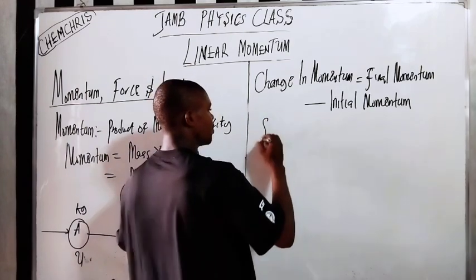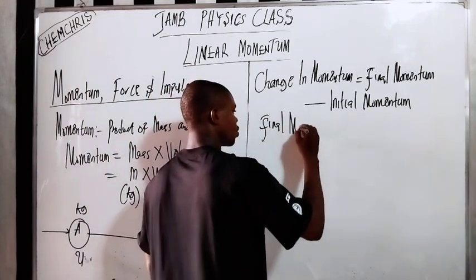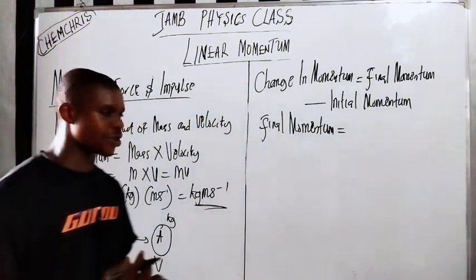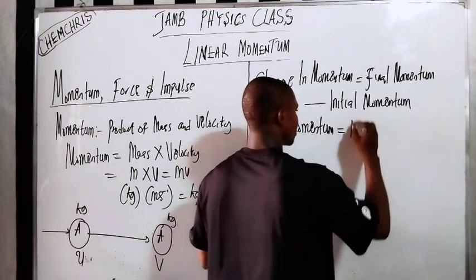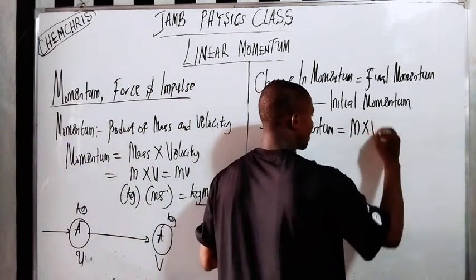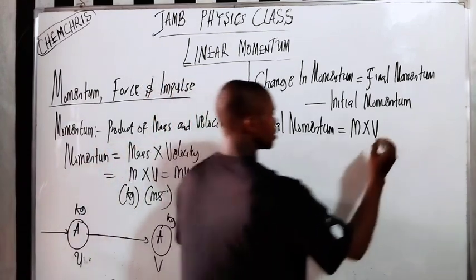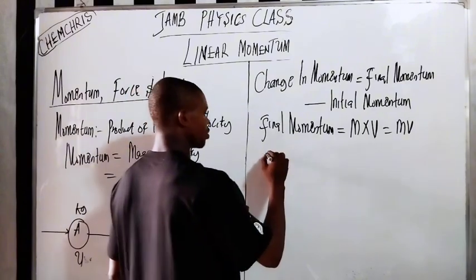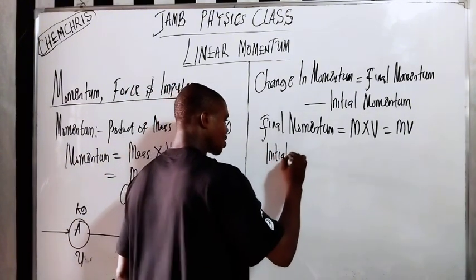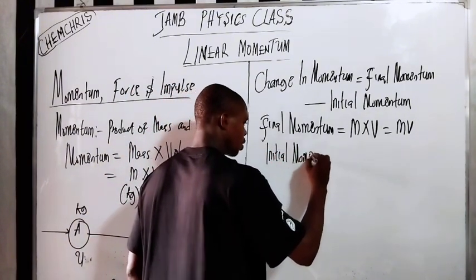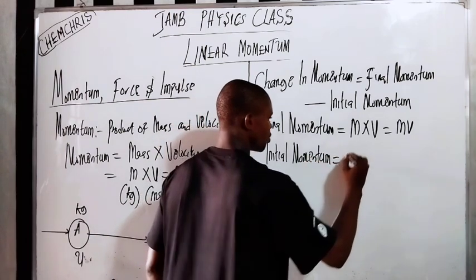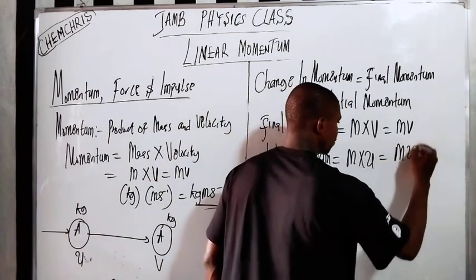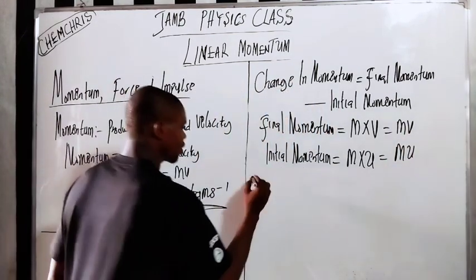So if you look at final momentum, remember, momentum equals mass times velocity, right? So that would be the mass times the final velocity. Do you understand? It's going to be mv, right? So when we look at our initial momentum, initial momentum equals mass times initial velocity, which is mu.